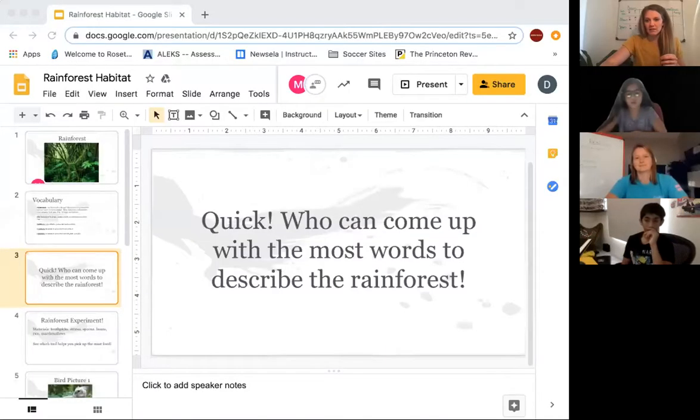Before we get into today's experiment, there are a few terms that we need to know about the rainforest. So Danielle's going to go ahead and share those with us.